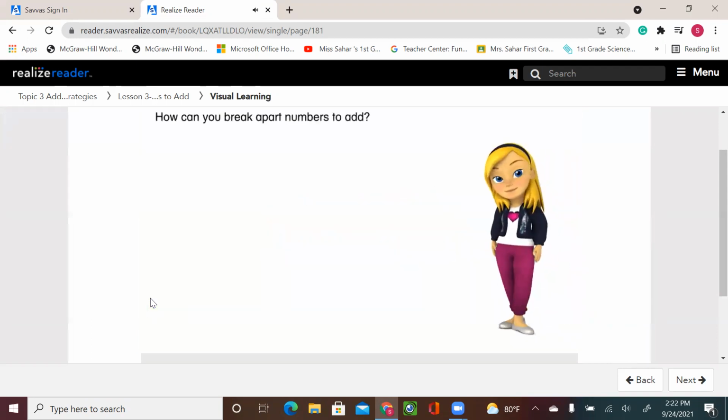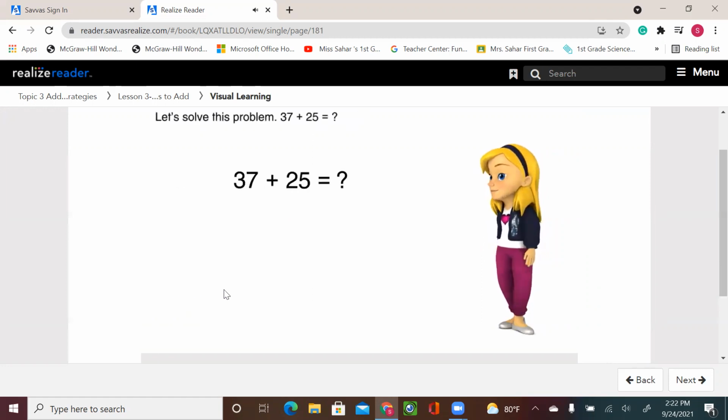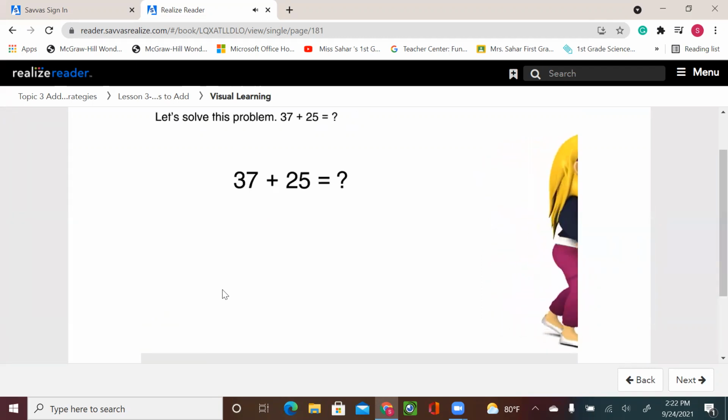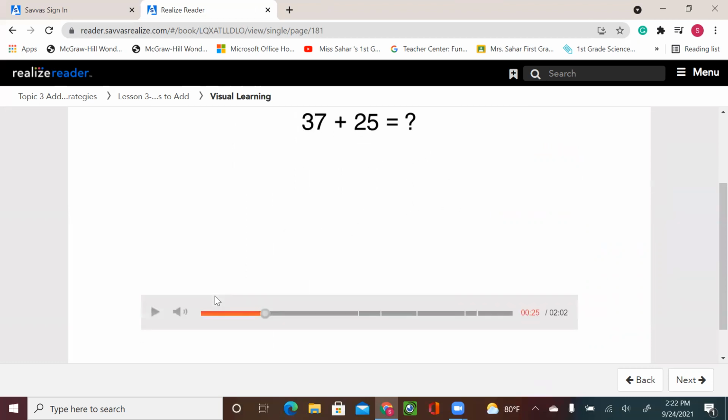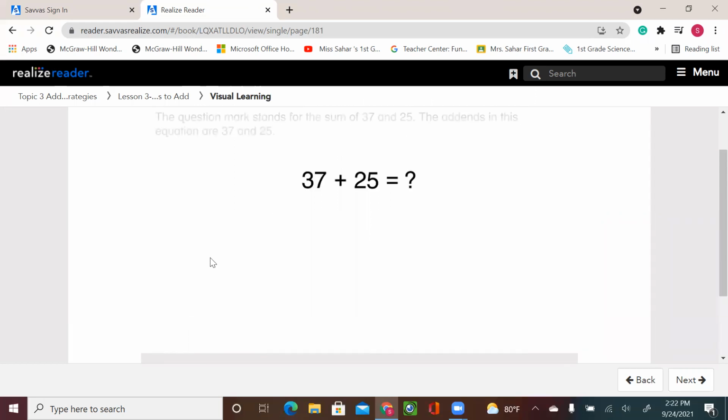How can you break apart numbers to add? Let's solve this problem. 37 plus 25 equals... What does the question mark stand for? What numbers are the addends? So we're looking for the sum, for the total. We have two addends and we're missing the total or the sum. The question mark stands for the sum of 37 and 25. The addends in this equation are 37 and 25.